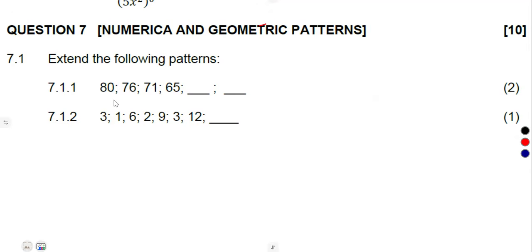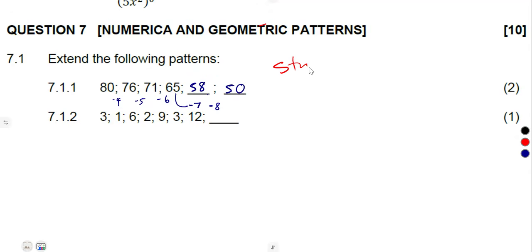As you can see here, we subtracted 4. Here we subtracted 5. Here we subtracted 6. 80 minus 4, 76 minus 5, 71 minus 6. So we're going to subtract 4, 5, 6, 7. We subtract 7: 65 minus 7 is 58. Then we subtract 8. 58 minus 8 is what? 50. Every pattern, you study it first.